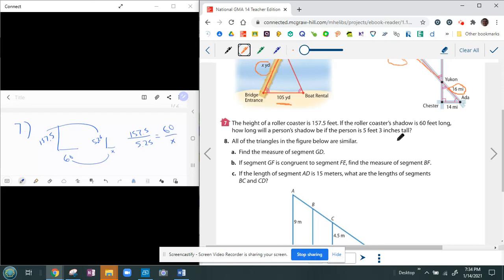Now, on other problems, I've said to put the x first. So you could have done x to 60 equals. If I go that way, then I'd have to do 5.25 to 157.5. But that's going to work just as well. Okay, and my answer to this one would be 2 feet, a 2 foot shadow.